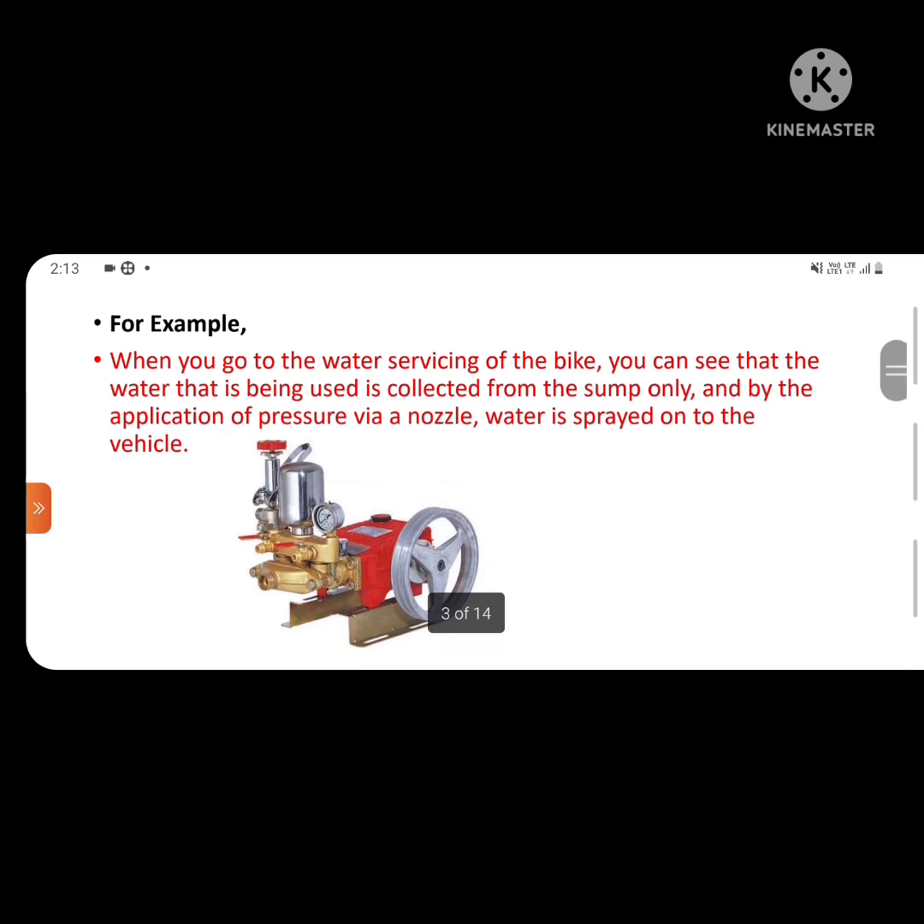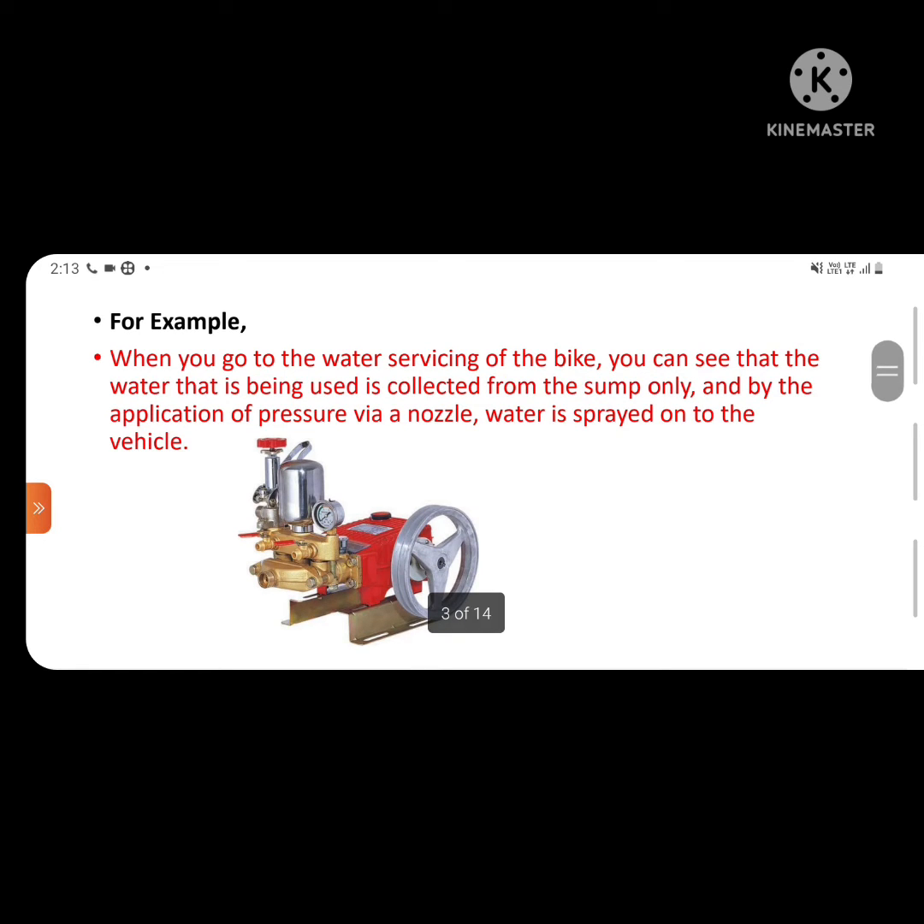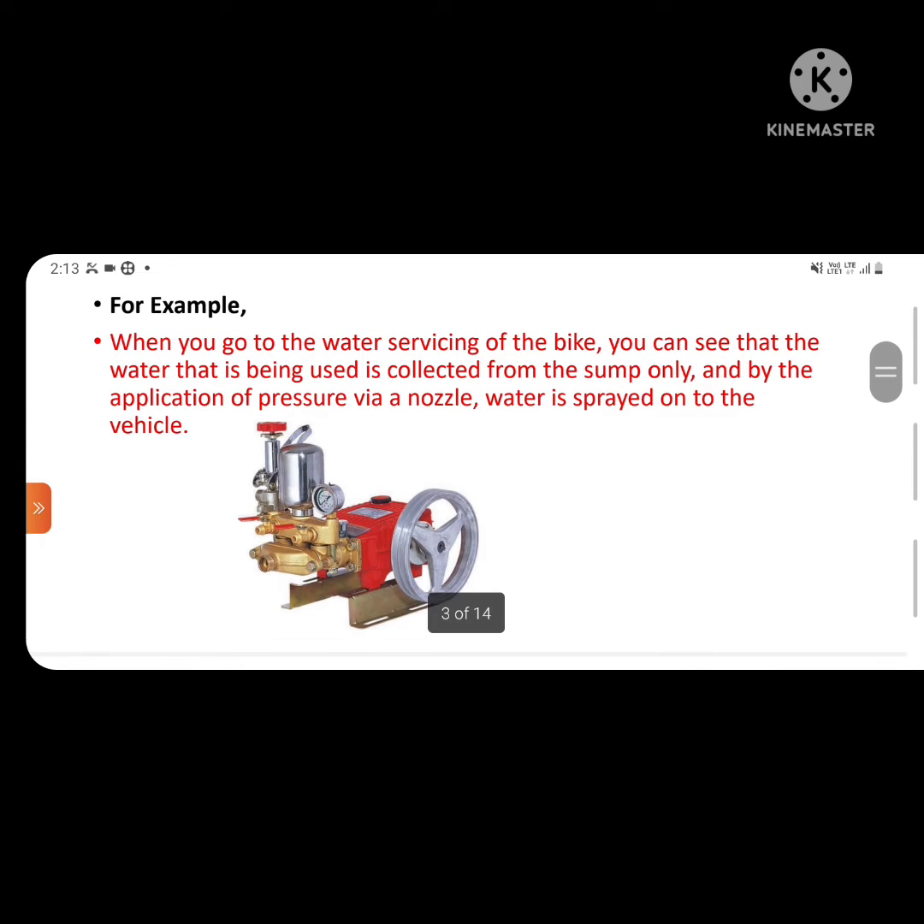Now in this diagram you have seen such a type of reciprocating pump that can be used for maybe the washing centers of four-wheelers. These reciprocating pumps are also used in various pharmaceutical industries, chemical industries. When you go to the water servicing of the bike, you can see such a type of reciprocating pump.